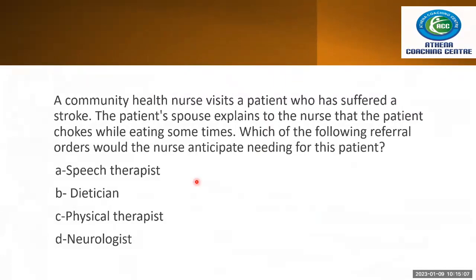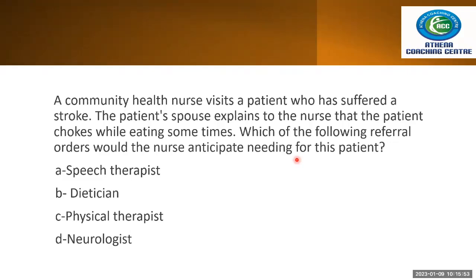Okay, so next question. A community health nurse visits a patient who has suffered a stroke. The patient's spouse explained to the nurse that the patient chokes while eating sometimes. Which of the following referral orders would the nurse anticipate needing for this particular patient? Okay. So the current situation, the patient suffered a stroke and the patient's spouse explained to the nurse that the patient chokes on food sometimes. And what kind of referral does this patient require, which is related to the choking?